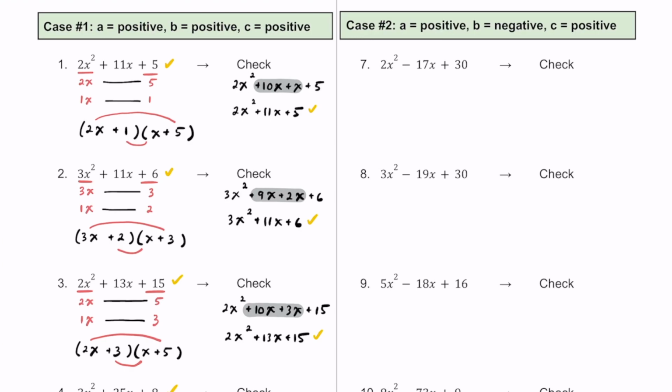But let's go ahead and try number 7, where we have 2x squared minus 17x plus this 30. Now 2x squared, we don't have to worry too much about this. It's prime, which is nice. So we're going to have 2x and 1x. That's not going to change.